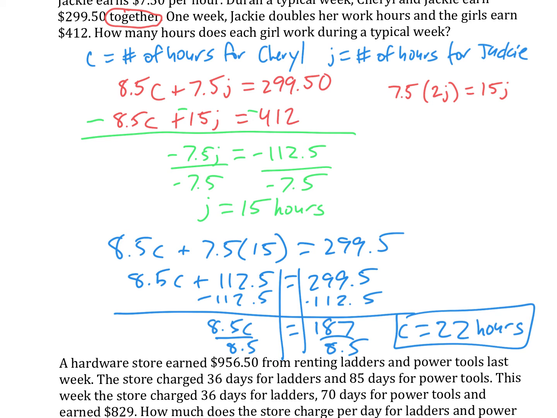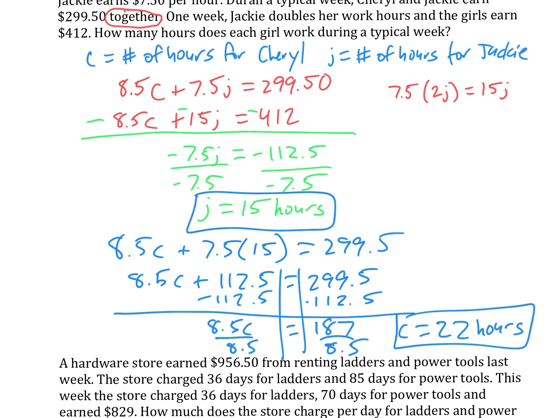So then together, my ordered pair would be, well, I guess we don't need to write an ordered pair for this one since we don't have an X and a Y, so it's not going to be like that. But we would just write Jackie works for 15 hours and Cheryl works for 22 hours.